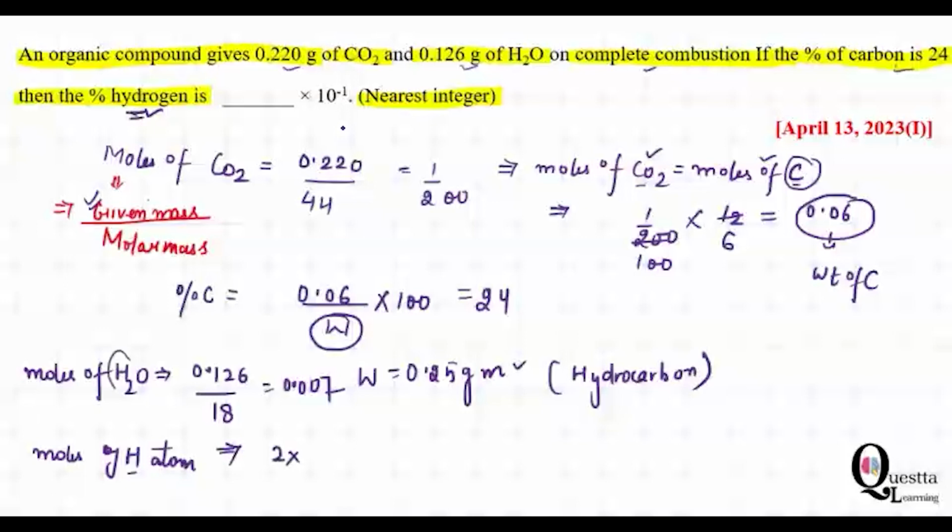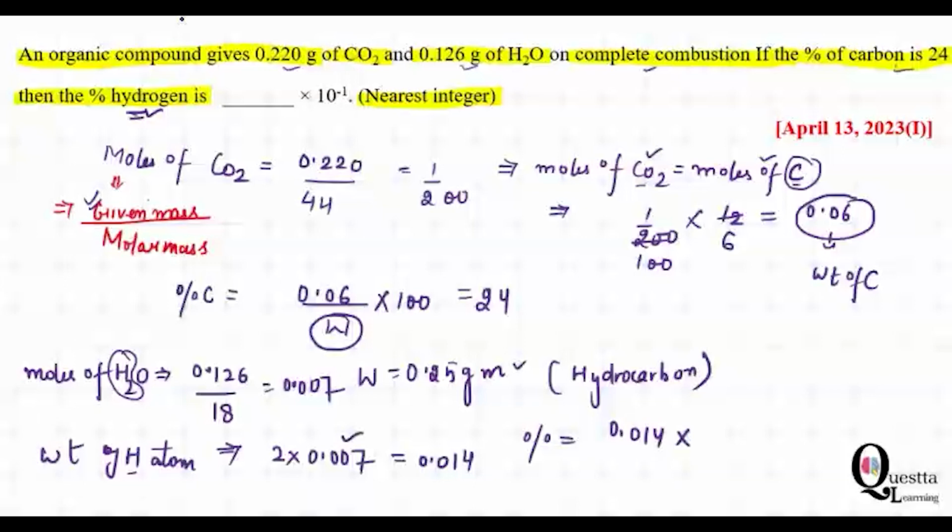So how many hydrogens are in this? 2. So 2 into 0.007 is 0.014. If you want to find the percentage, how will you find it? This 0.014 is the moles, not the weight. You have found the moles already. How will you find the weight?